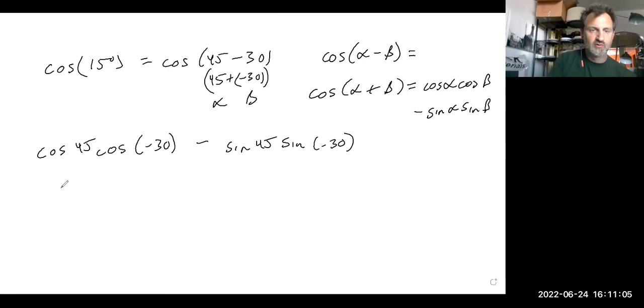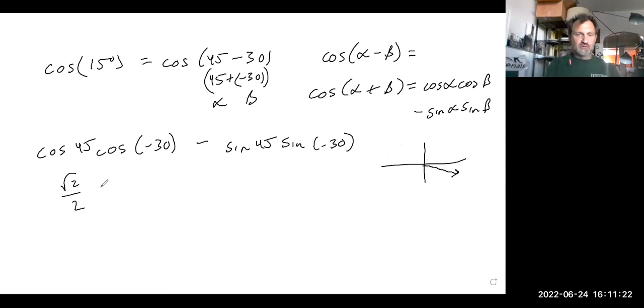There we go. Cosine 45, root 2 over 2, cosine negative 30. Now, I could use the even odd principles here, but I can also just evaluate what it is, right? Cosine negative 30 is down here, negative 30 degrees. That's square root of 3 over 2. Minus sine of 45, square root of 2 over 2. Sine negative 30. That takes me to negative 1/2.